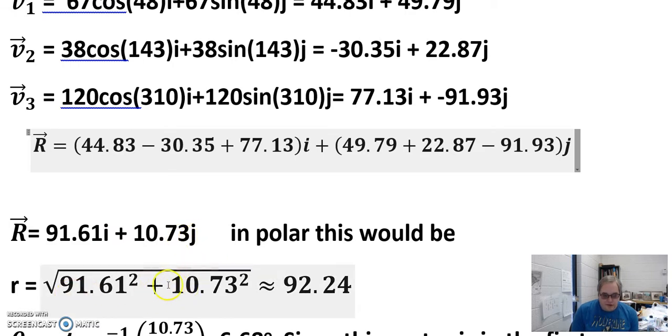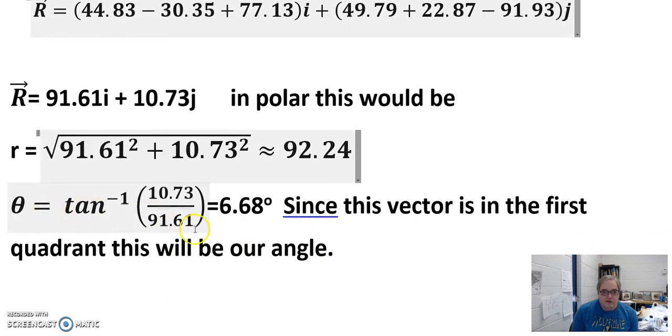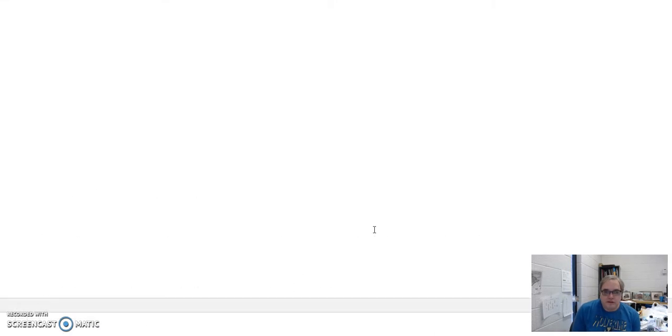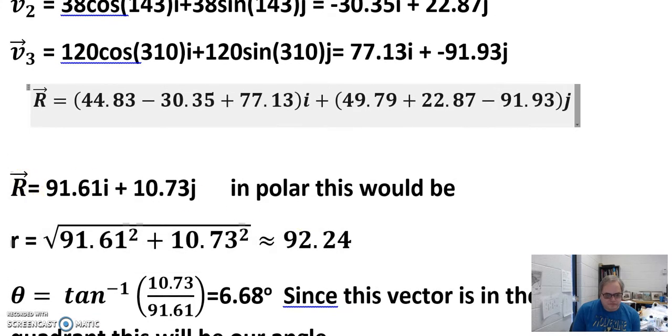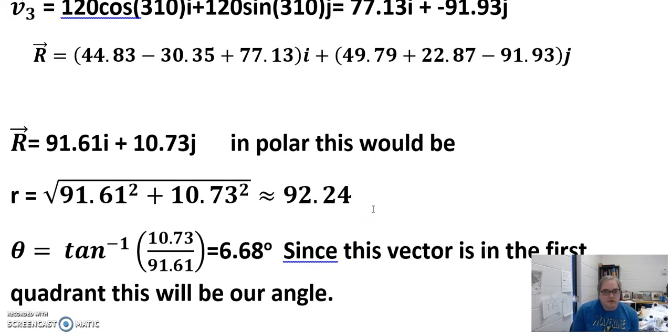Now polar form, okay, I'm finding the magnitude, I'm finding my reference angle. Notice there's no negatives on this one. I wouldn't put them in here anyway. My angle is 6.68 degrees, and since this vector is in the first quadrant, this would be our angle. And yeah, no picture on that one. So you just got a picture. It's saying go right that far, up that far, or with this much force and that much force, however you're interpreting the magnitudes of the components.